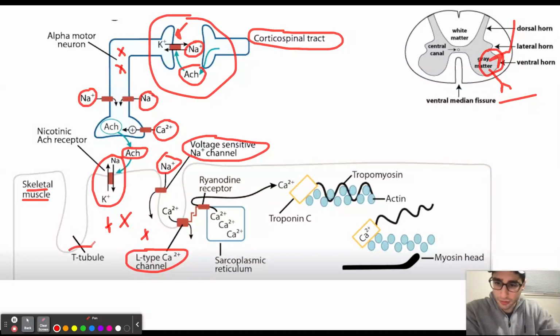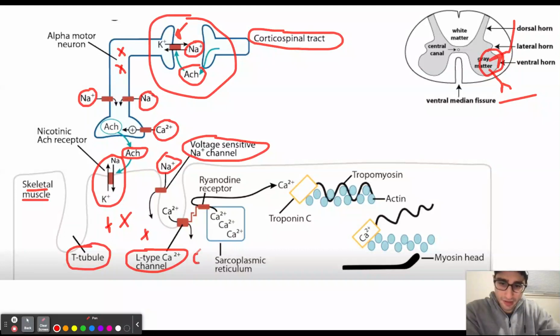So the T tubules are going to be part of the skeletal membrane. So these are basically invaginations of the skeletal membrane. This is going to be extremely important for the spontaneous contraction of the muscle fibers. So once this L-type calcium channel opens, we're going to have influx of calcium into the skeletal muscle.